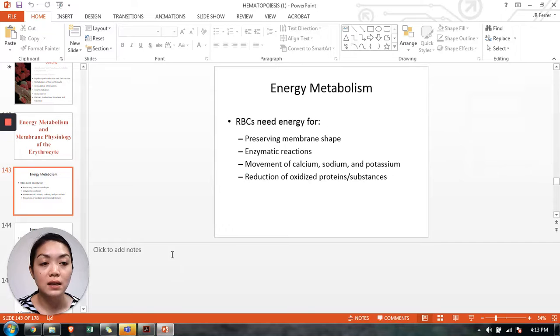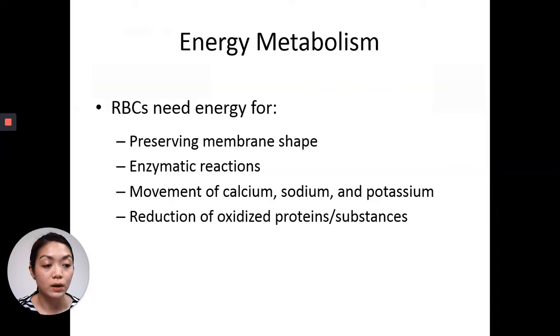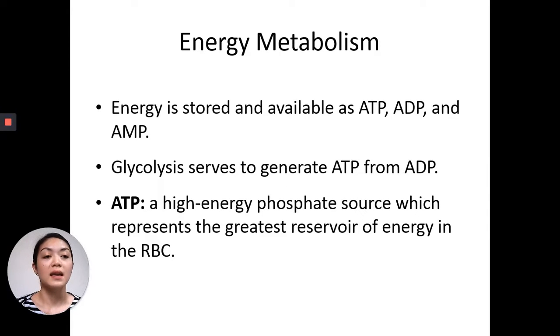So I've just given you here the major ones, or the four basic requirements of energy by a red blood cell. Okay, so let's go now to the form of energy. It's actually, of course, in the form of ATP. As we've discussed in biochem, adenosine triphosphate is a high energy phosphate source, and it provides the greatest reservoir of energy, especially inside the red blood cell. So ATP, if you recall, is generated by a process known as glycolysis.